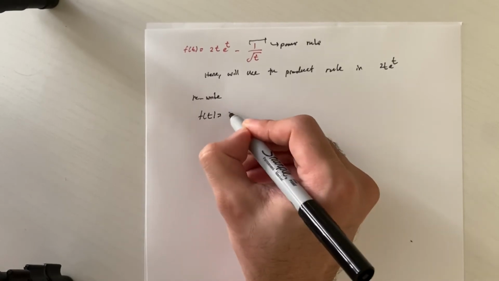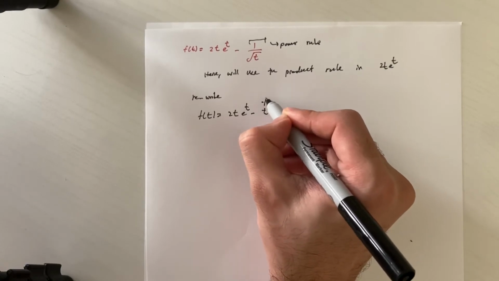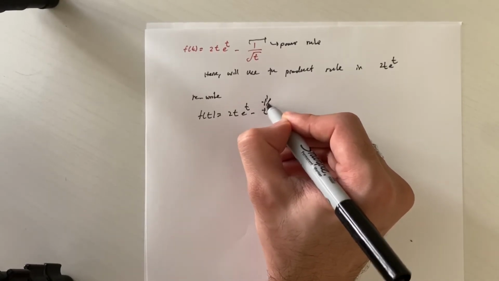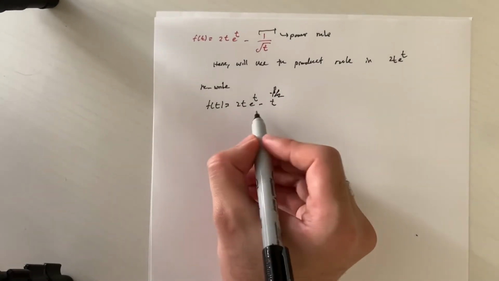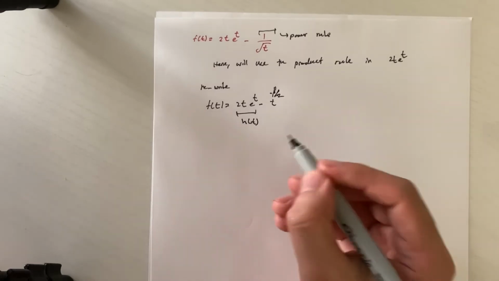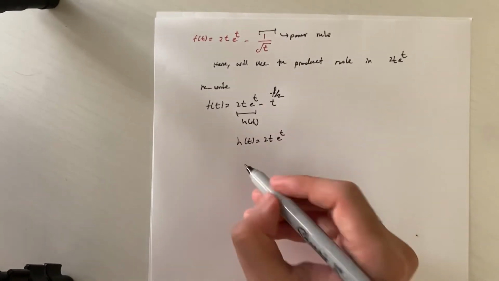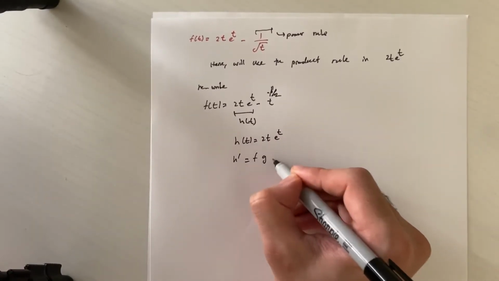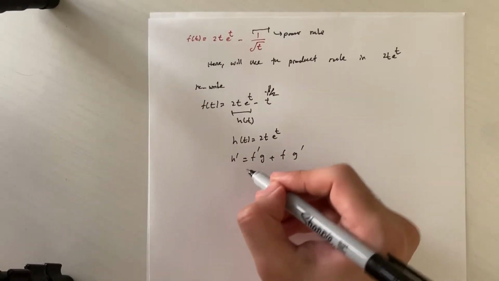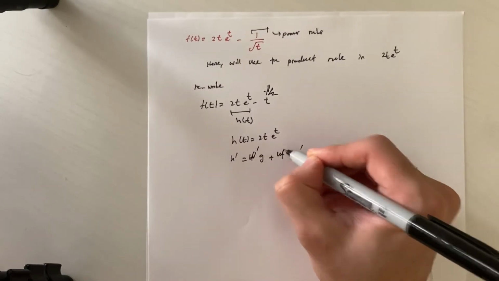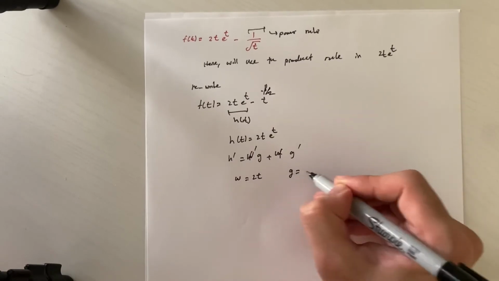So first let's rewrite that function. Go back to 2t e to the t, it's going to be the same, and the second we'll write in the form of a power. It's going to be t to the negative half. And then for this we will call it h of t. So h of t will be 2t e to the t, which is only the first term, and now we will use the product rule, which is just that. Now we want to find f and g and their derivatives, so we can substitute these into h prime.